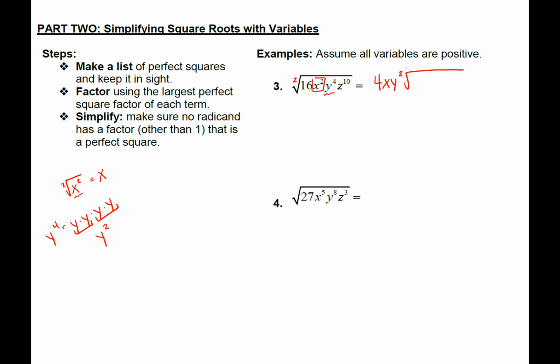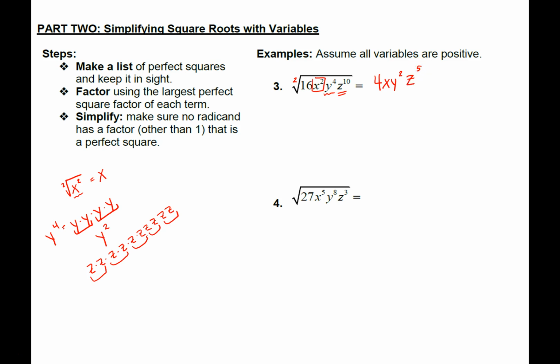And I didn't leave myself quite enough room, so I'm going to move that. And then my z's are the last thing that I need to look at. If I have 10 z's, so if we break it down the long way for a moment, 5, 6, 7, 8, 9, 10. And I look at how many pairs I have because it's a square root. I have 1, 2, 3, 4, 5 pairs. So that's z to the 5th power coming out.